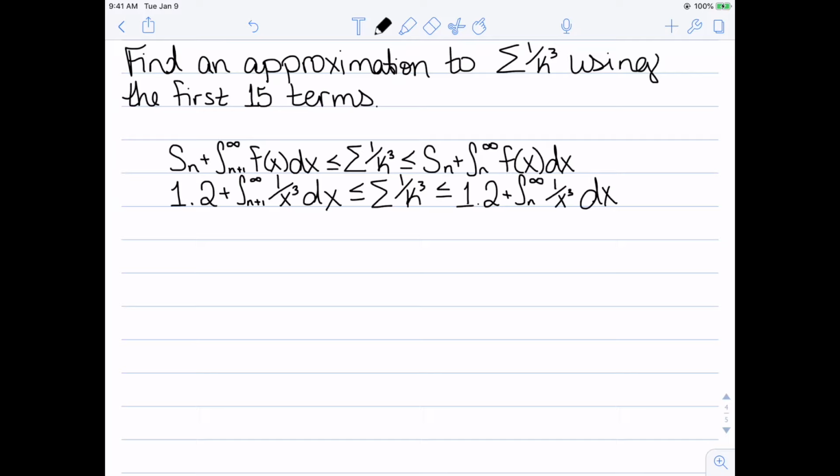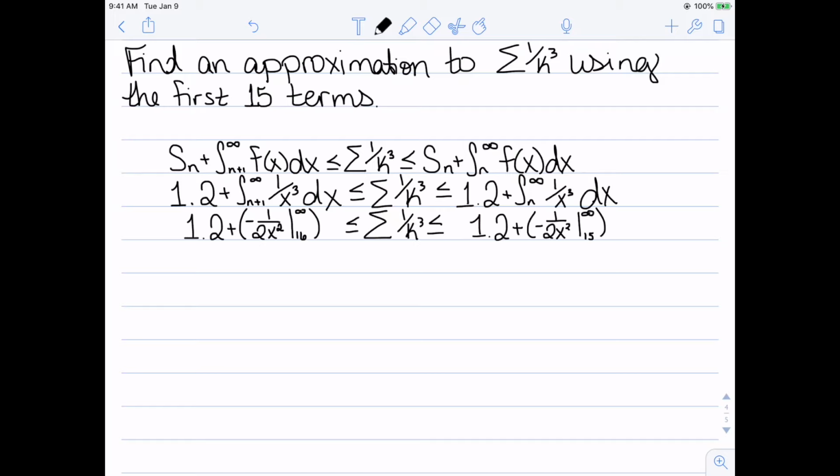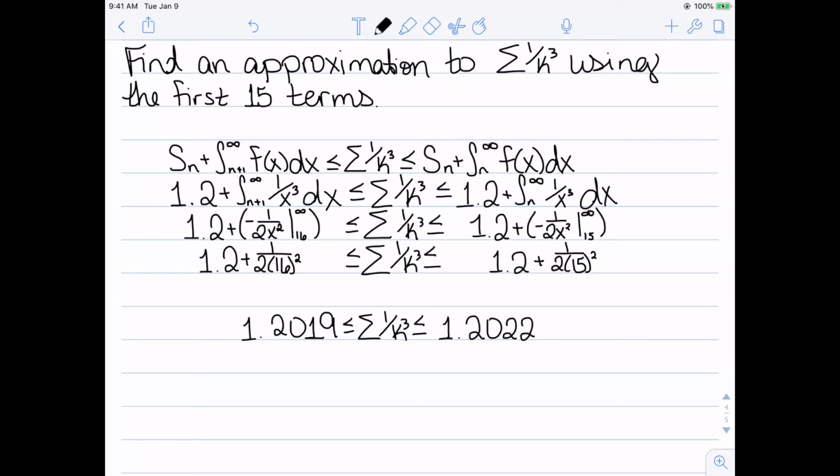We know the integral of 1 over x cubed is negative 1 over 2x squared. And I went ahead and substituted in the fact that n was equal to 15. So the integral on the left goes from 16 to infinity, the one on the right goes from 15 to infinity. Substituting my bounds in, I get 1.2 plus 1 over 2 times 16 squared is less than or equal to the sum of my series, is less than or equal to 1.2 plus 1 over 2 times 15 squared. So I then have that the true value of this series is somewhere between 1.2019 and 1.2022.